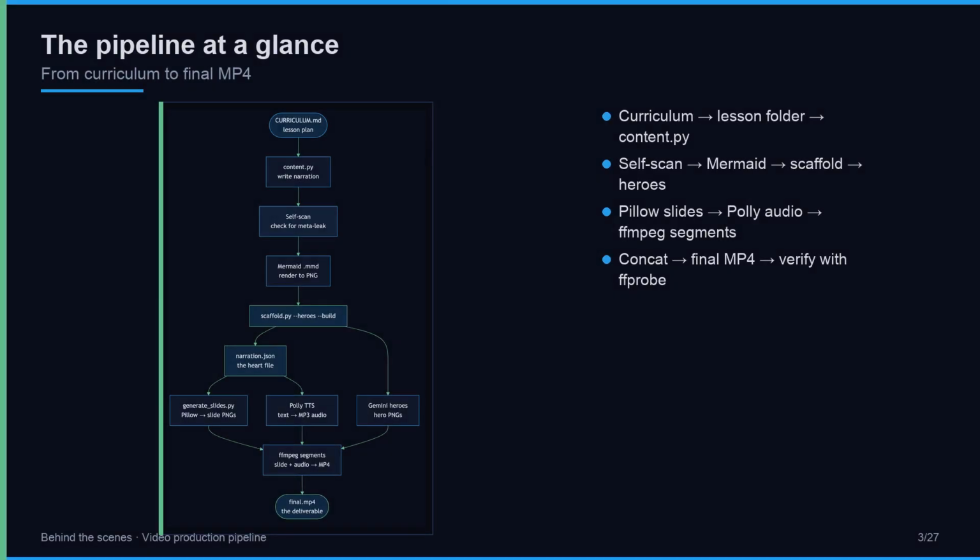It starts with the curriculum, a markdown file listing every planned lesson. Each lesson gets its own folder with a content file that defines the narration. A self-scan checks for meta leak before any audio is generated. Mermaid diagrams are rendered to PNG. A scaffold script writes the narration JSON, copies shared templates, and calls Gemini for hero images. Then the build script generates slides with Pillow, synthesizes audio with Polly, renders segments with FFmpeg, and concatenates everything into the final MP4. The whole system in one view.